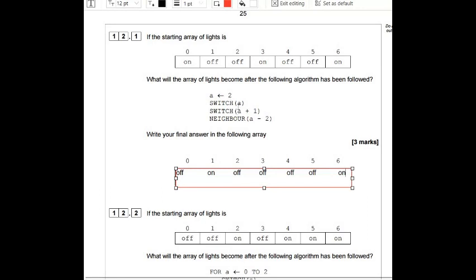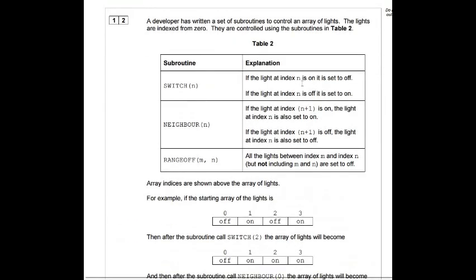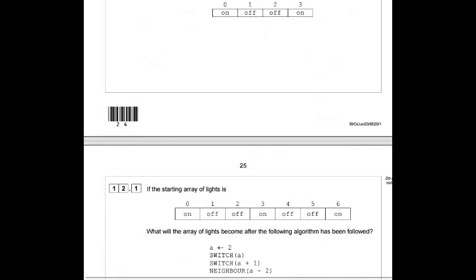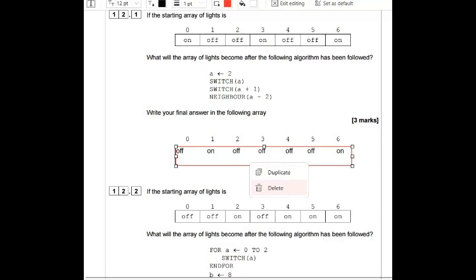So we got A is 2, we're switching A, and then A plus 1, and then we got A minus 2. So if we have a look, switch is index N is set to off, and N is off is set to on. Okay, that's the first one.